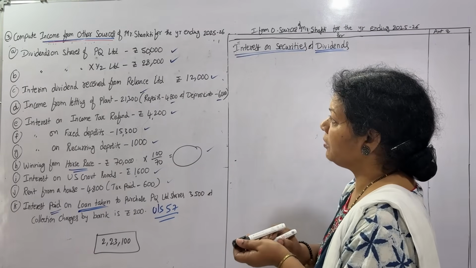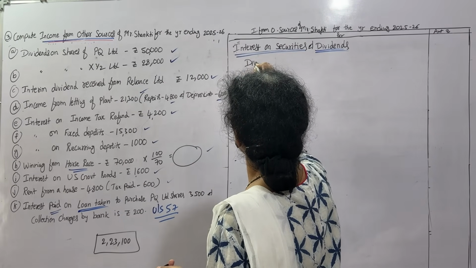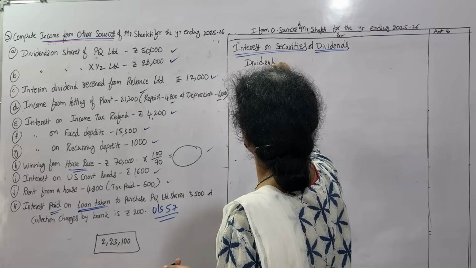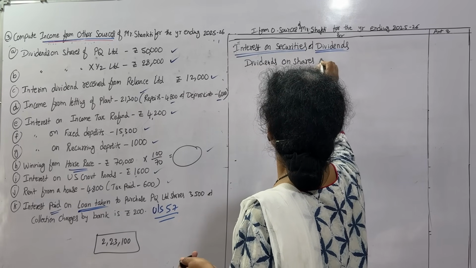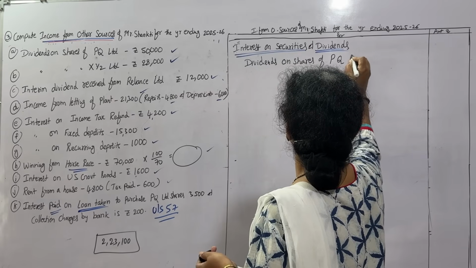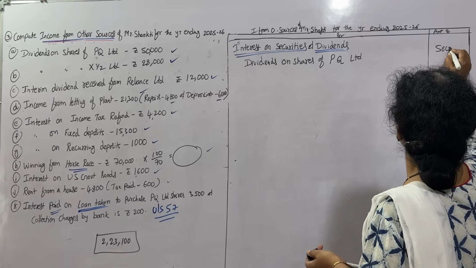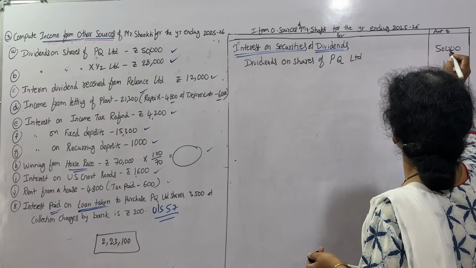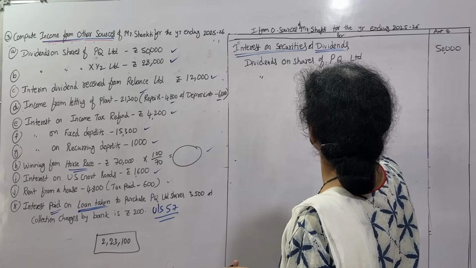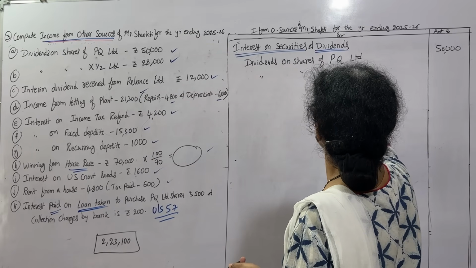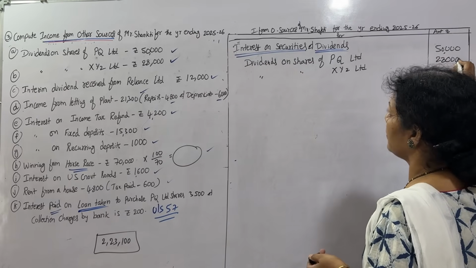Both together I will write. First, dividends on shares of PQ Limited. Amount is given directly, we'll write amount 50,000. Next, dividends on shares of XYZ Limited, 28,000.